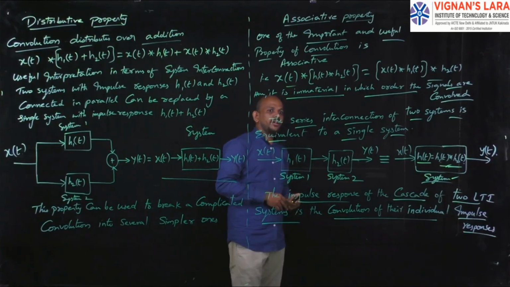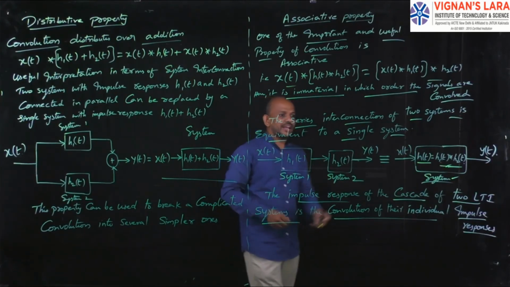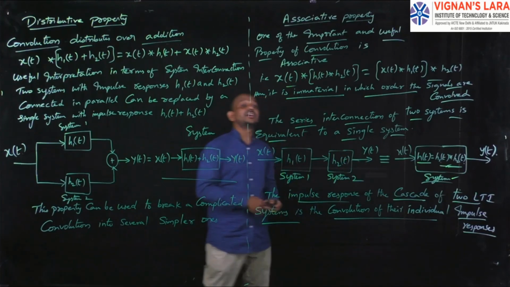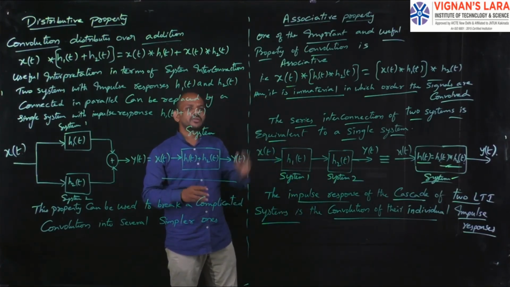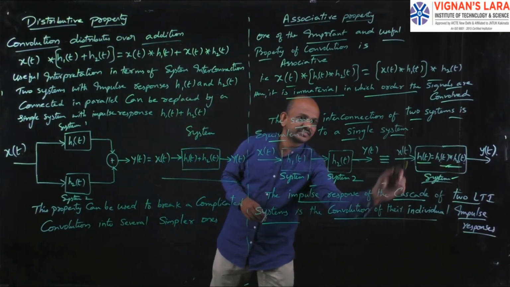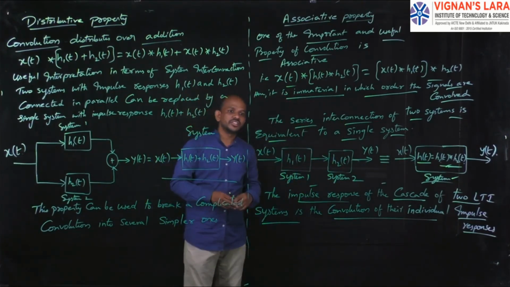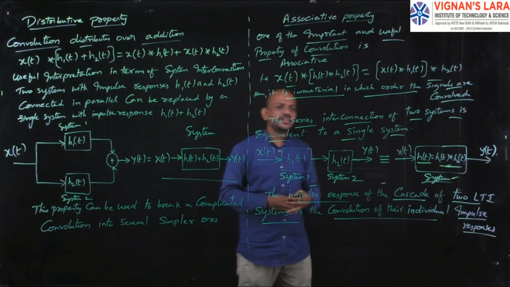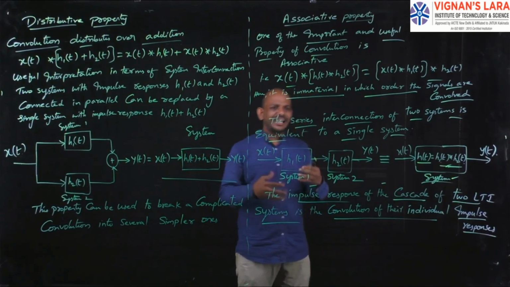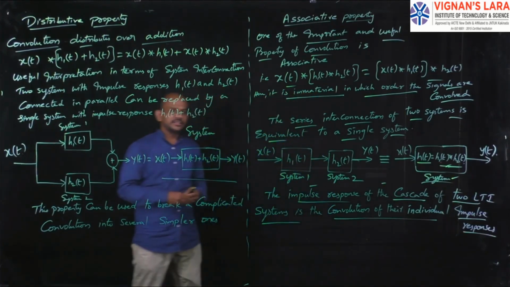This is how we represent the associative property, and this is the block diagram representation. Finally, I can conclude that the impulse response of the cascade of two LTI systems is the convolution of their individual impulse responses. Simply, the series interconnection of two systems is equal to a single system. So this is the complete explanation about the associative property. These are some basic and most important properties of linear time invariant systems.